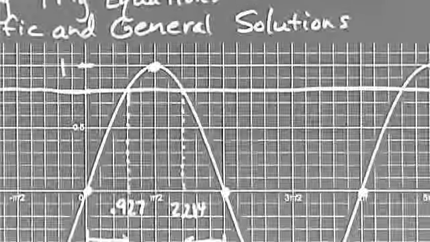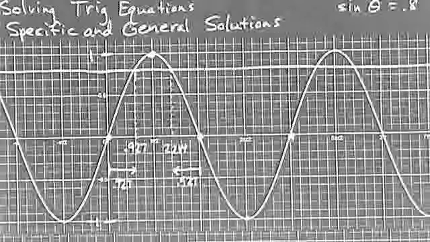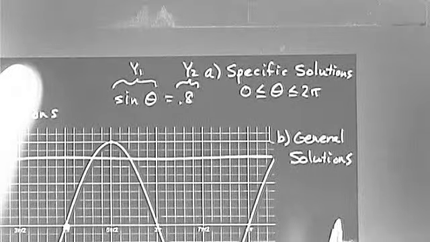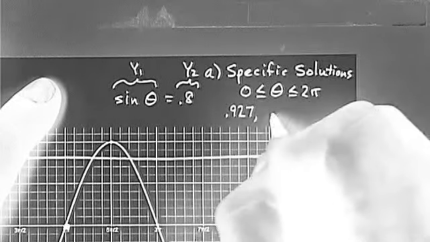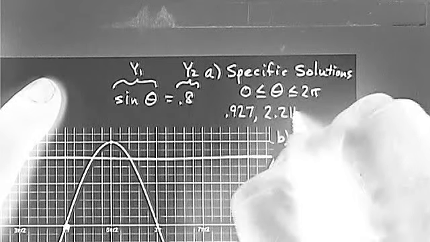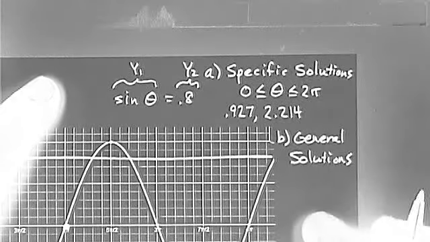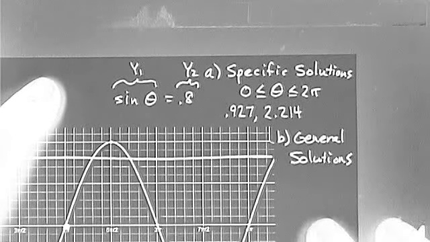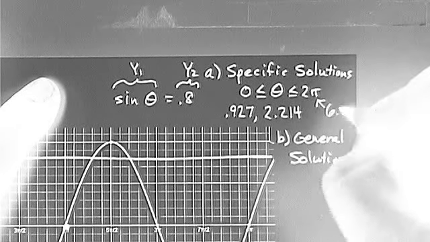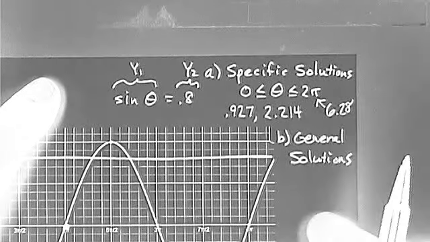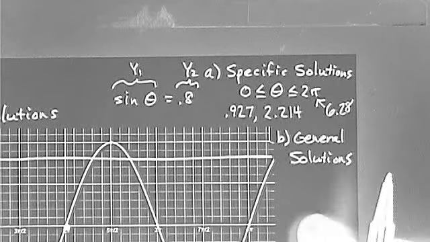Now, so my two specific solutions for part A, 0.927, comma, 2.214. Now remember, those are in radians, so those aren't degree measures. This is approximately 6.28, right? So it makes sense that my answers have to be smaller than 6.28.